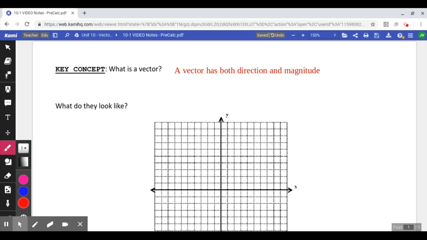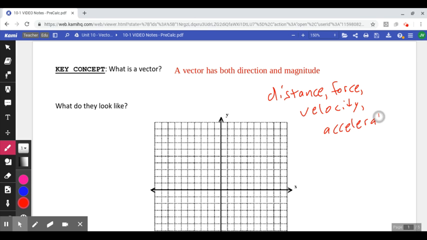However, magnitude could be a few different things. So magnitude could mean distance. It could mean force, maybe even velocity or acceleration. And there's probably a number of other things that magnitude could stand for.